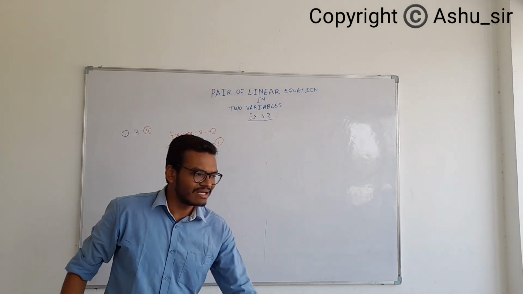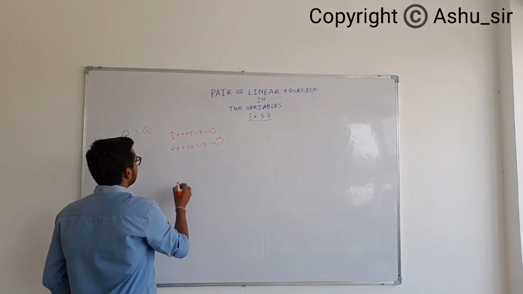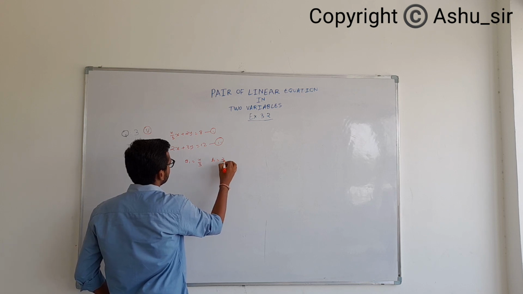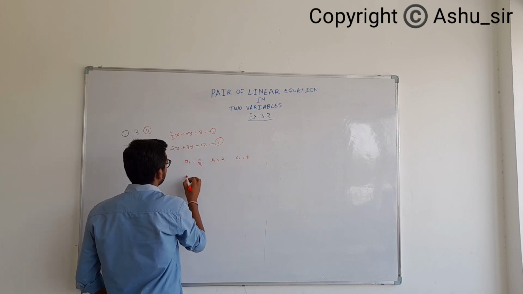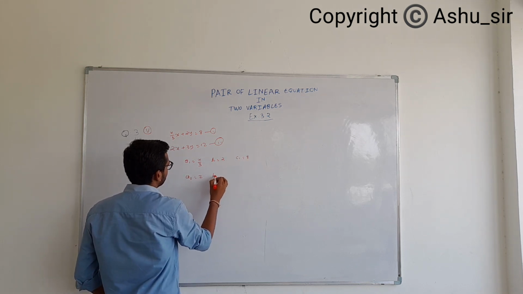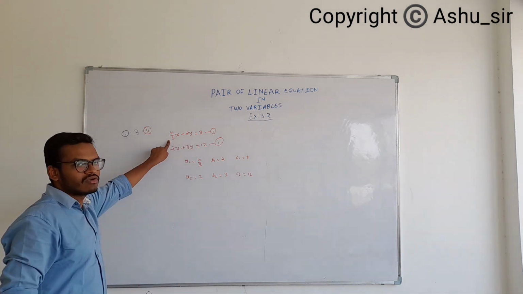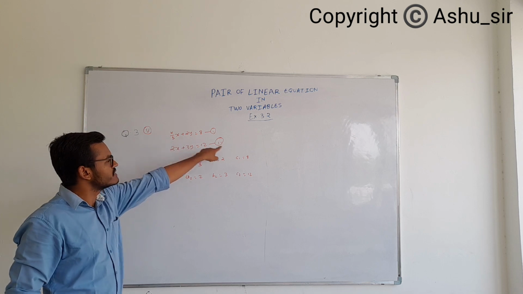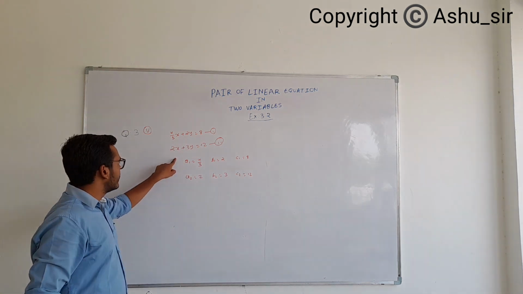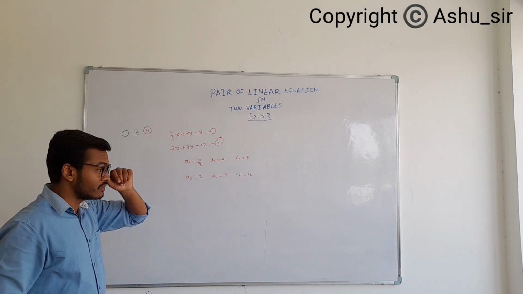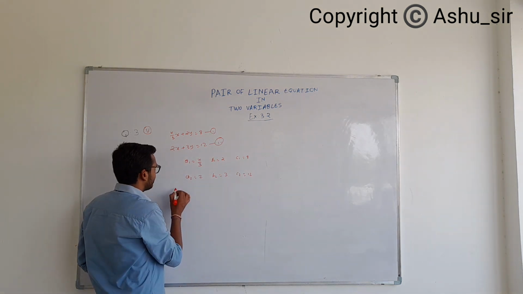Now let's write the values. So A1 is 4 upon 3, B1 is 2 and C1 is 8. A2 is 2, B2 is 3 and C2 is 12. A2 is 2, B2 है 3 और आपका C2 है 12. ठीक है बच्चों. Now let's take the ratio.